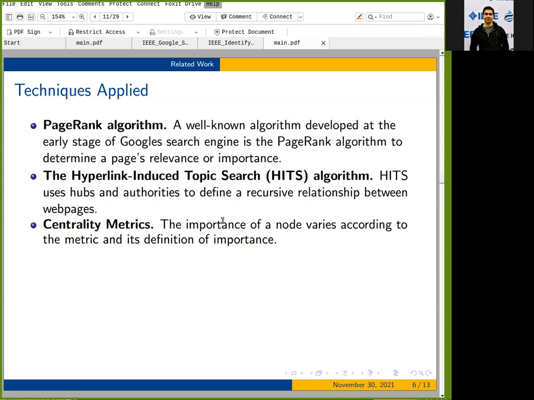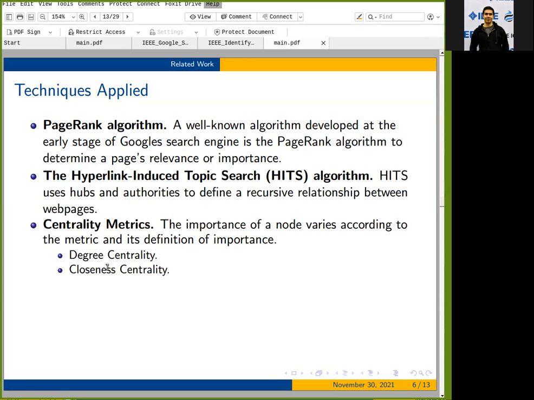The third metric we used in ranking nodes in our graph is centrality metrics. So in centrality metrics, the importance of a node varies according to different types of metrics that we will define now. So the first one is degree centrality. It simply counts the number of edges that are attached to a node. The more edges, the higher the degree, the more important the node.